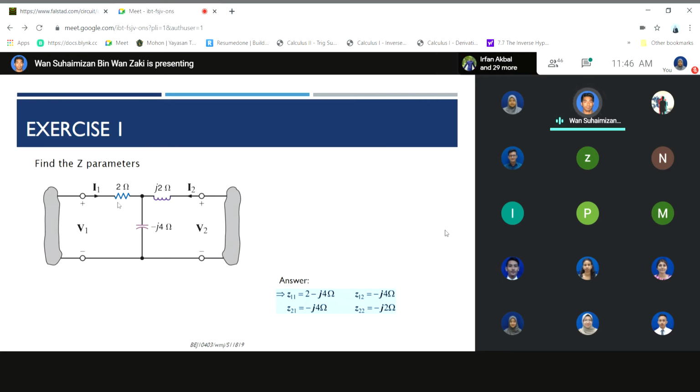Like this, we have J20 ohm, negative J4 ohm. Basically, you assume this as an impedance, right? Because this is impedance, so just make it the same thing. I open for port number 2, then second test I open at port number 1, find the ratio, then you can get the same answer. So the same concept will be applied, although they have the J value here, right?